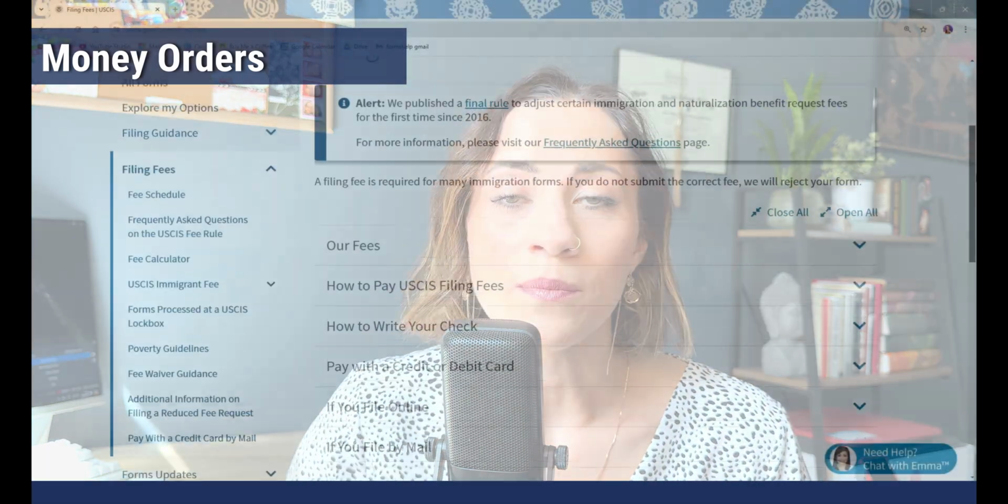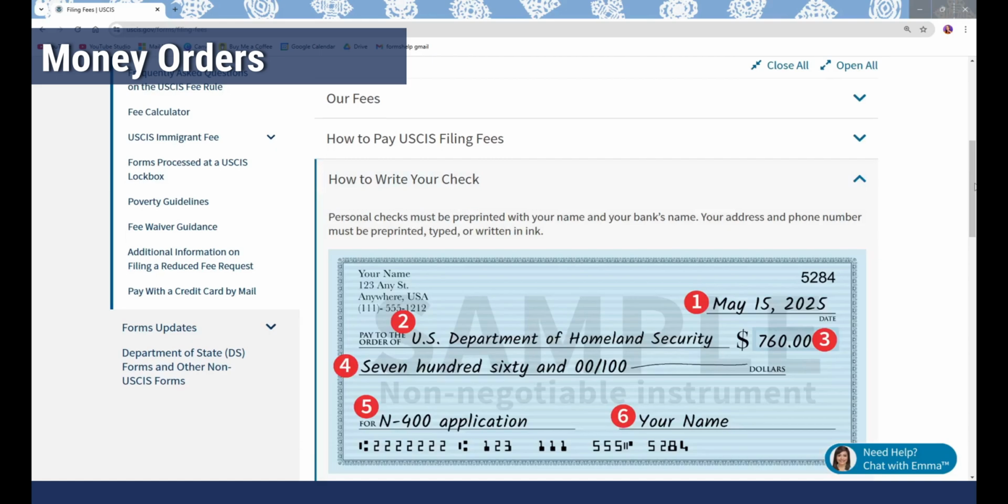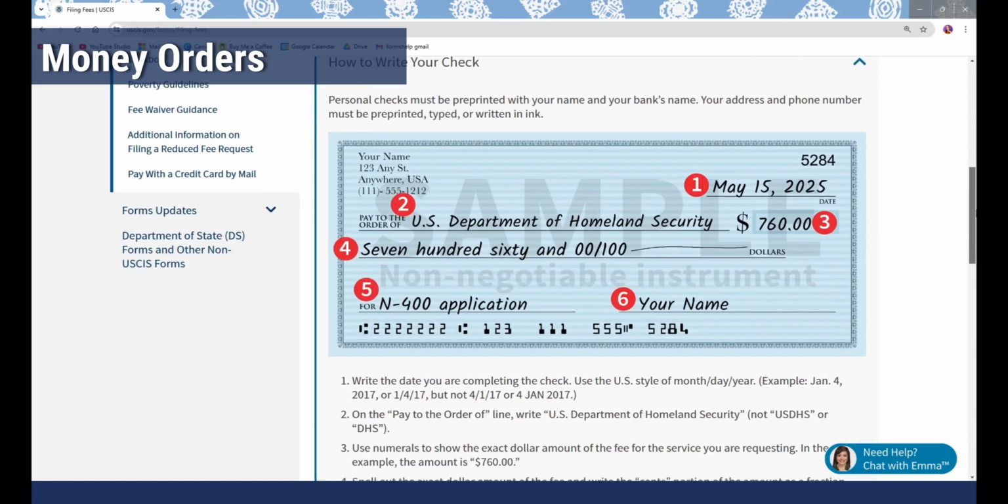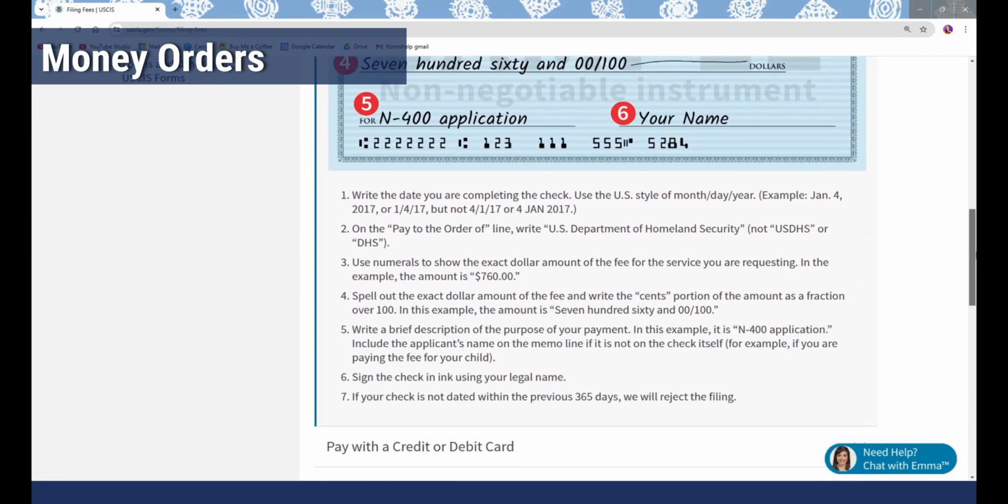When filling out your money order, you must follow the instructions on the USCIS site. Although USCIS only posted the instructions on how to fill out your check if you choose to pay for your applications that way, this same rule applies to money orders. You must fill out the money order to the U.S. Department of Homeland Security, exactly as I will show on the screen.